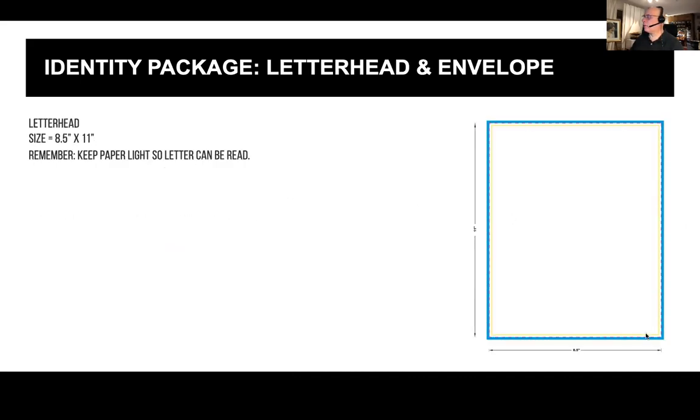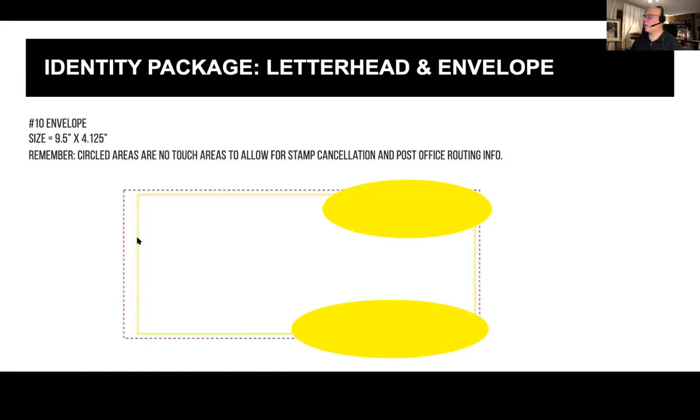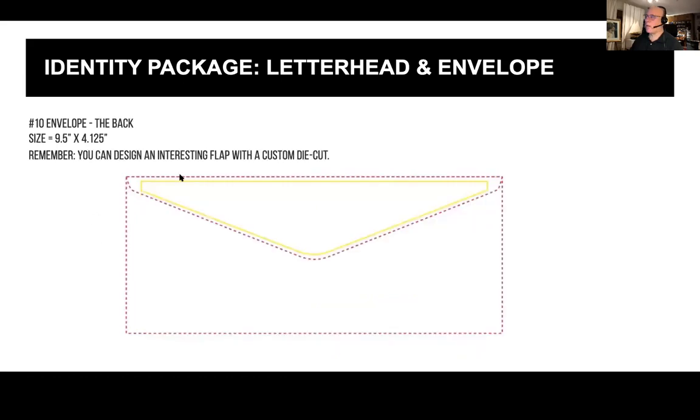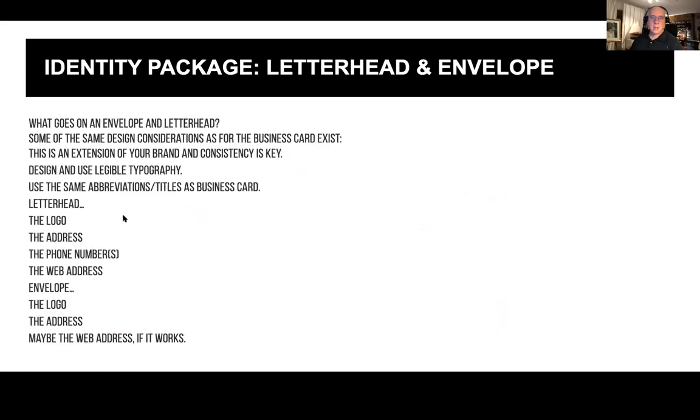Letterhead, 8.5 by 11. You'll notice there are three lines here, and that's part of the template. There's what we call bleed, trim, and safety. And that's part of printing. I'll go into that a little more later. Envelope, stamp goes up here. They print a barcode down here. The back of the envelope could either have a pointed or a square flap. When it comes to letterhead, you might have the logo, the address, the phone numbers, the web address. On an envelope, just the logo, address, maybe the web address.